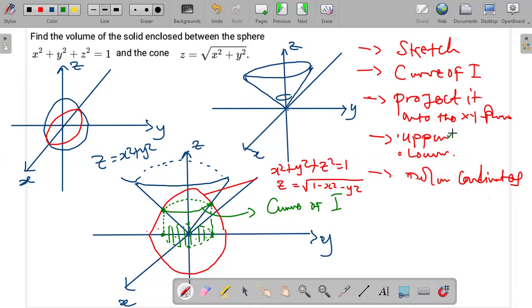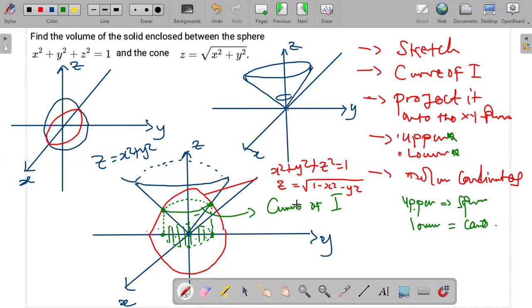So now we have to identify the upper and the lower surface. The upper surface is the red one there, because it's enclosing this region where the curve of intersection is. And then the lower one is this one in blue. So upper is the sphere, and lower is the what? The cone. So we'll be integrating over this region that I've projected to the xy plane, from the lower surface, the cone, to the upper surface, the what? The sphere.